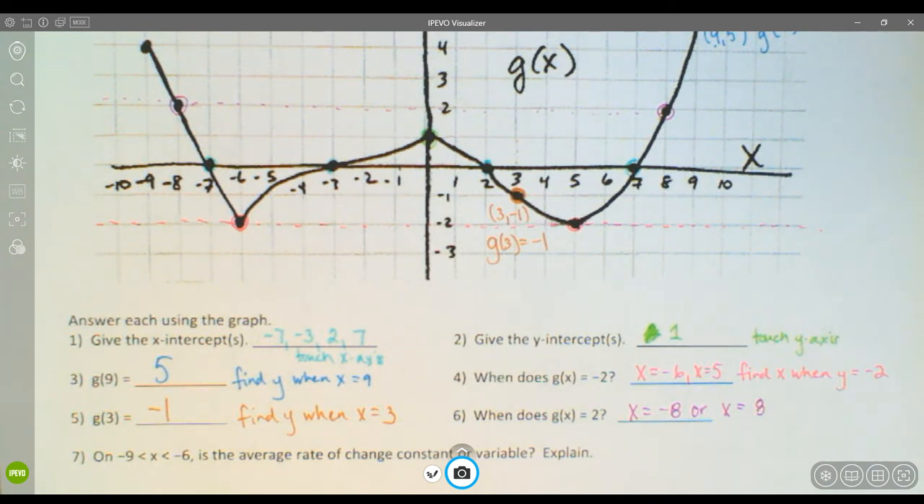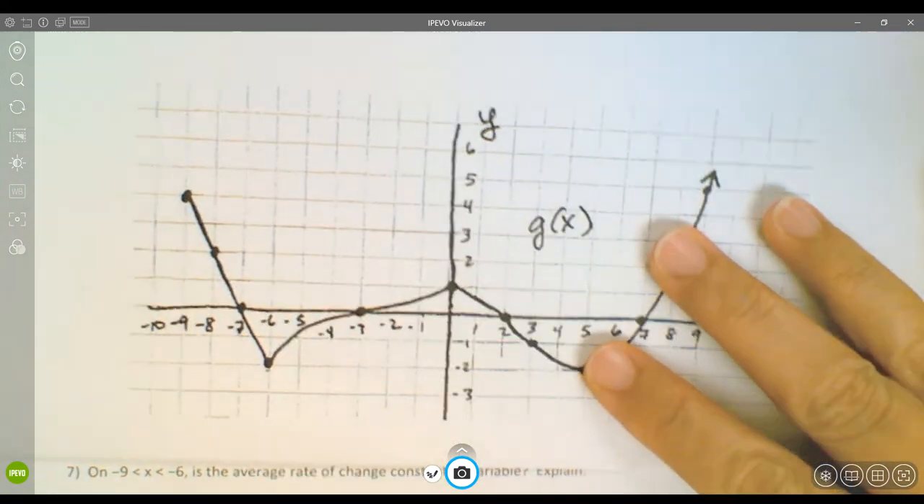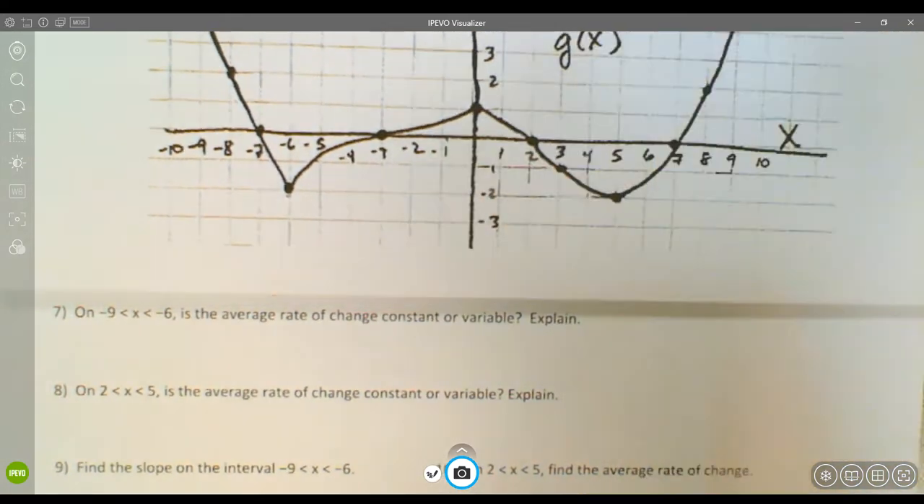So those are your basics. Given the input, what's the output? What are the x-intercepts? What are the y-intercepts? Now we want to talk about the rate of change. So I have printed out another graph so that I can look at some of these and I can move this as I answer questions.